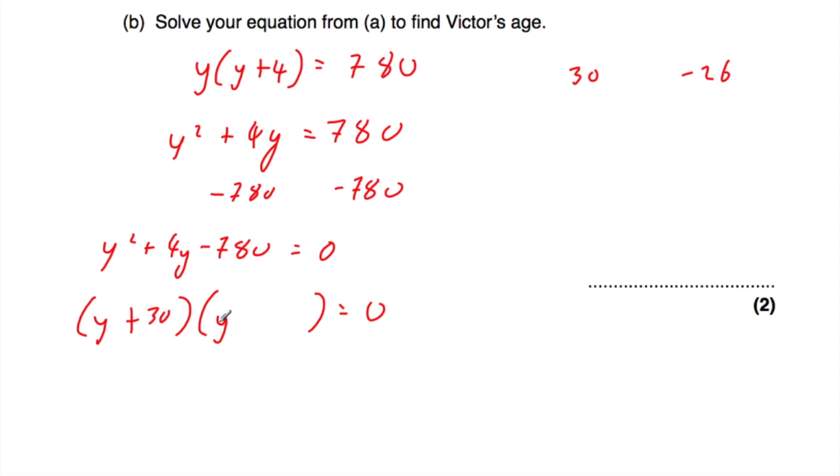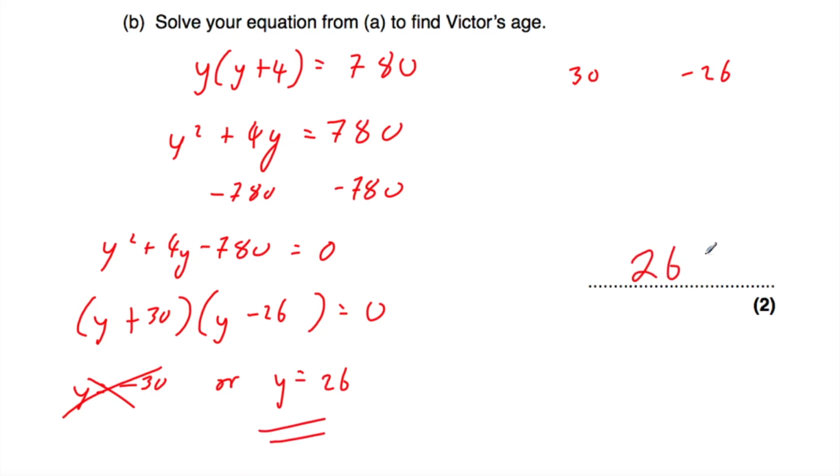y plus 30 and y minus 26. So that means in terms of our brackets, when do they equal 0? So here it'll be whenever y is equal to minus 30, or here it'll be whenever y is equal to 26. Now in terms of this question, it's to do with Victor's age. So Victor's age can't be minus 30, so that can't be a solution. So that means Victor will have to be 26 years old.